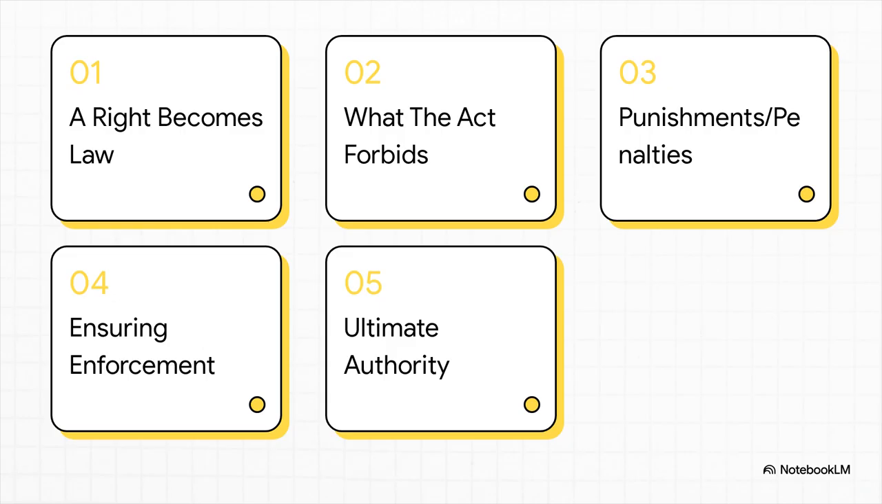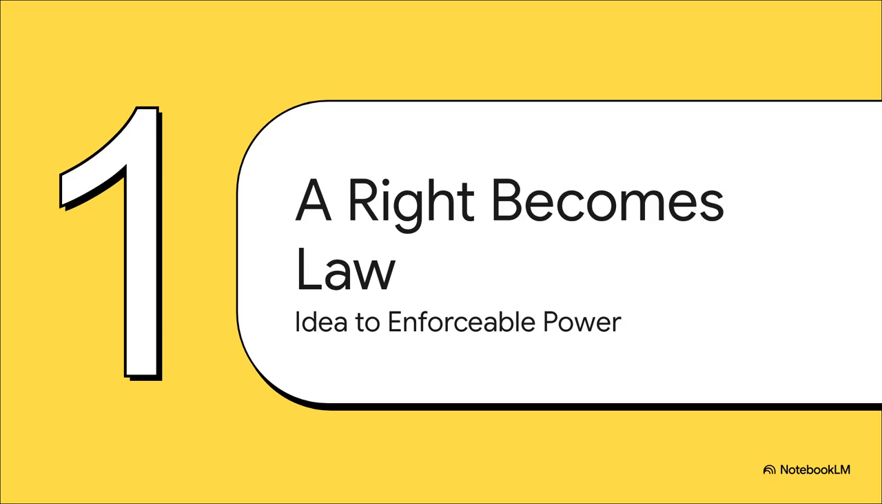All right, so how are we going to break this down? We're going to look at 5 key areas. First, we'll see how this right became a law in the first place. Then we'll get into exactly what the act forbids. After that, we'll check out the punishments, see how it's all enforced, and finally, we'll understand its ultimate power. Let's get started.